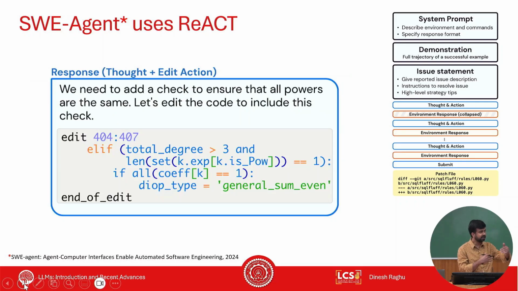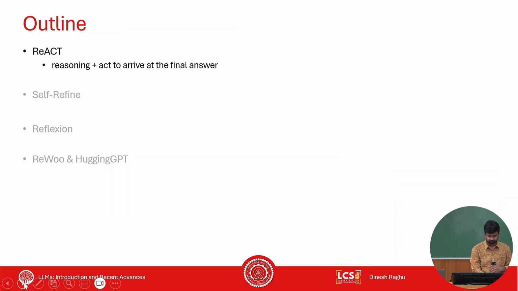So once you've localized where you want to fix, maybe 3 or 4 places in your code repo, you feel like if you fix it will get you the right output, then you think about it first, which is the thought part of ReAct. Here it says we need to add a check to ensure that all powers are the same. Let's edit the code to include this check. So it figures out that there is a specific edit command that they've given access to this particular SWE-agent. It tells you which line numbers it's editing and the exact code that has to be replaced, right? So they've made the output space very small, so that the model can focus on what is the right thing to be done rather than figuring out from a whole set of big noise what is the right thing to be done, right?